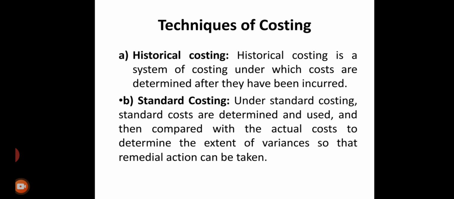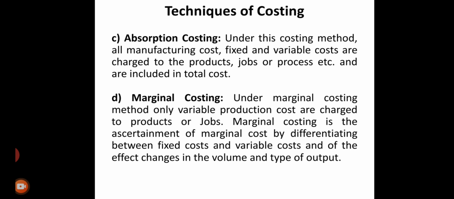Then techniques of costing. Historical cost. Historical cost is a system of costing under which costs are determined after they have been incurred. If the cost is determined based on past records, that is known as historical costing. Standard costing. Under standard costing, standard costs are determined and used and then compared with the actual cost to determine the extent of variation so that remedial action can be taken. In standard costing, a standard is set and actual performance is compared with the standard in order to find out any variations and actions to be taken to correct these variations.